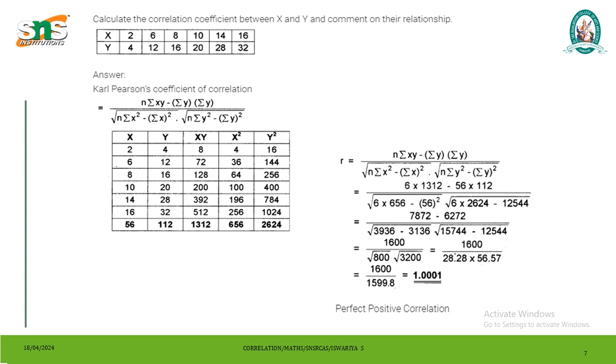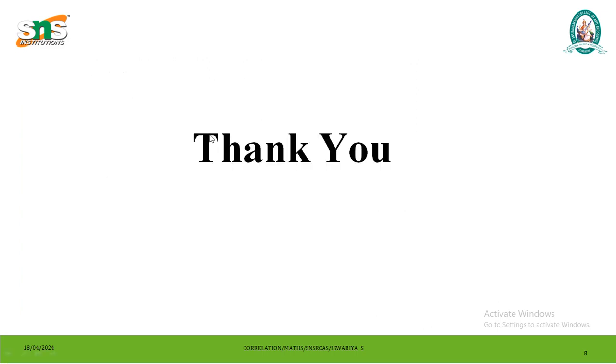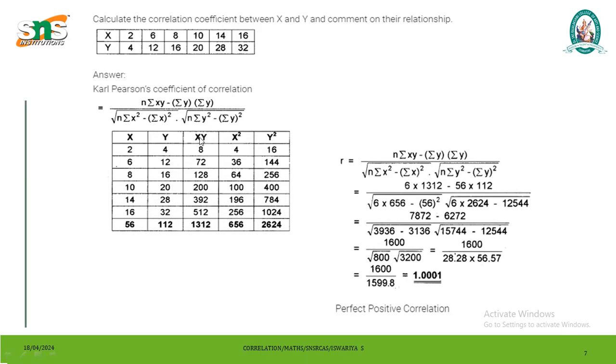After that we have to find the value of xy. To find xy, we multiply x into y, that is 2 into 4, 8. The remaining terms also we have to multiply. The next column is x squared. For x squared, we square the values of x. That is, we square the 2. So 2 squared is 4, 6 squared is 36. For the remaining terms also we square and put the values in the column of x squared.